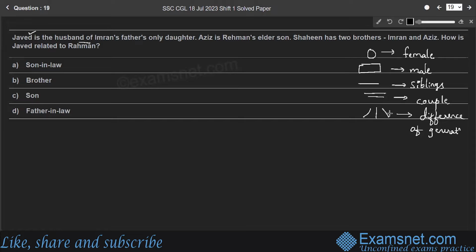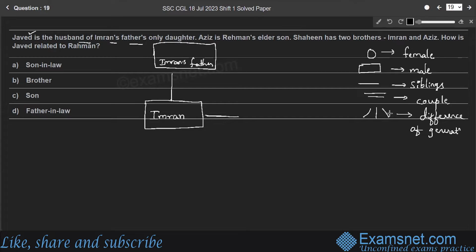Javed is the husband of Imran's father's only daughter. So let us consider Imran first. Imran is male, so use a rectangular symbol. Imran's father. So here is a person who is Imran's father. Imran's father's only daughter will be Imran's sister, right? Imran and his father's only daughter are siblings. Use a single horizontal line, right? Imran's father, daughter.